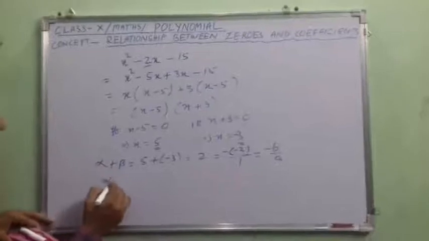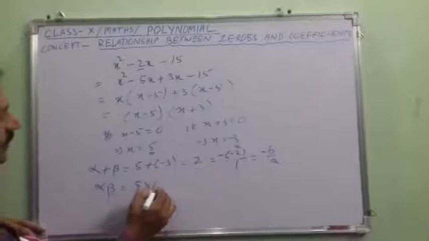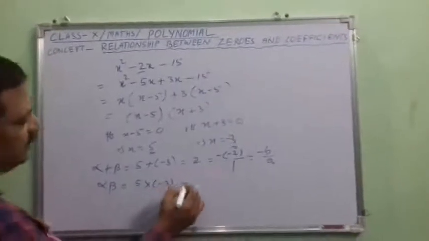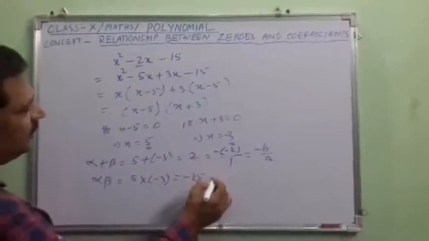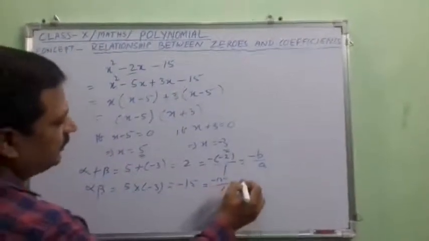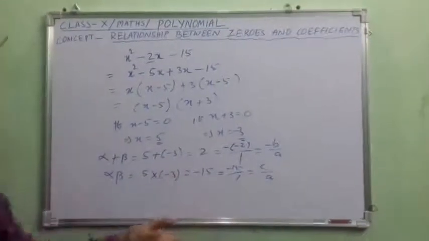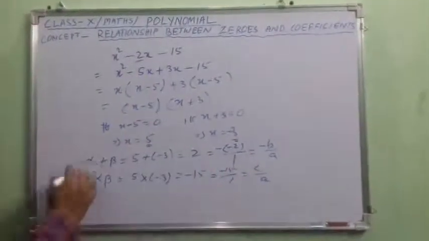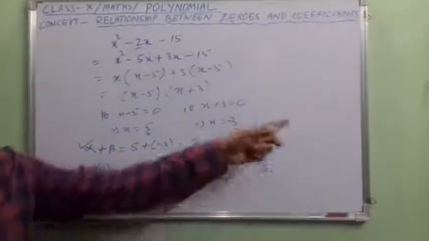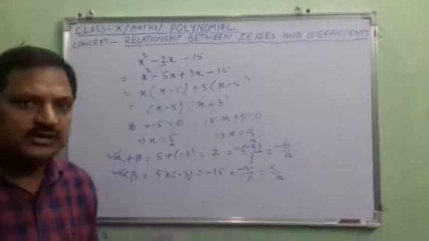And alpha beta equal to 5 into minus 3. Okay, that is minus 15. So it gives you minus 15 by 1, that is equal to c by a. So we have verified the formula once again. Alpha plus beta equal to minus b by a and alpha beta equal to c by a.